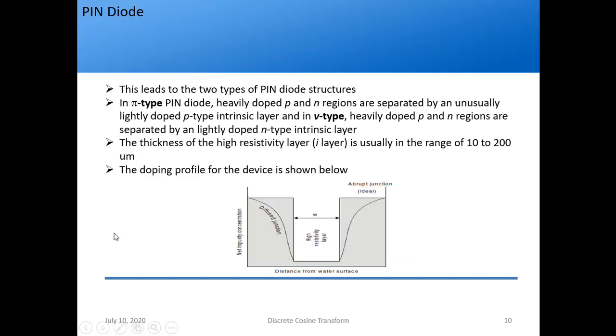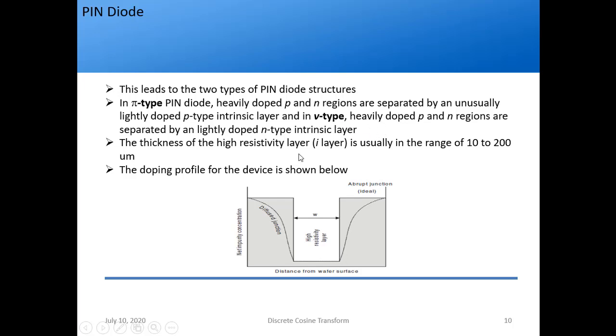Whatever I said, you can show with the help of this graph. High resistivity is where there is no doping, and if you are having very high doping, it is a low resistivity region. This is the ideal case, but practically it will be like this. Then you have the pi type PIN diode. It has heavily doped P and N regions but separated by a lightly doped P type intrinsic layer. But if it is separated by an N type intrinsic layer, it is a nu type PIN diode.